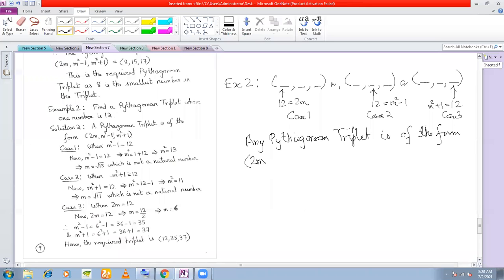2m, m square minus 1, m square plus 1. Right? So case 1. That is, we consider this number to be 12. First one, 2m. So when 2m is equal to 12.